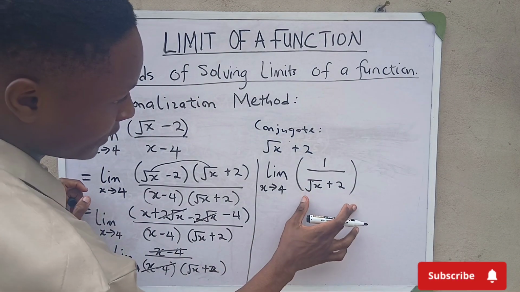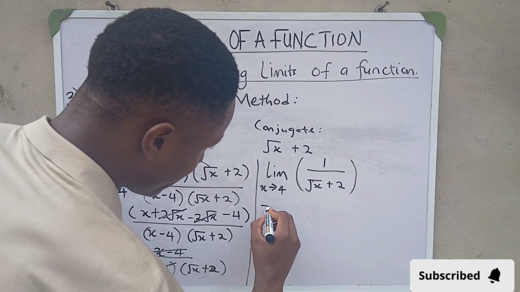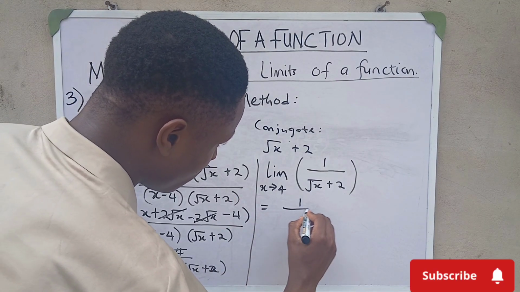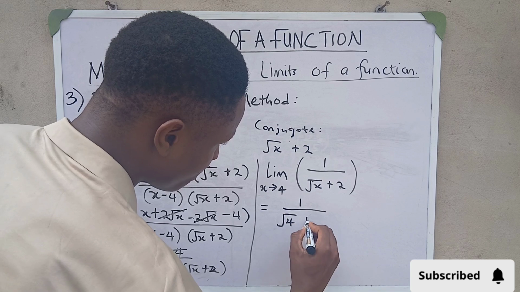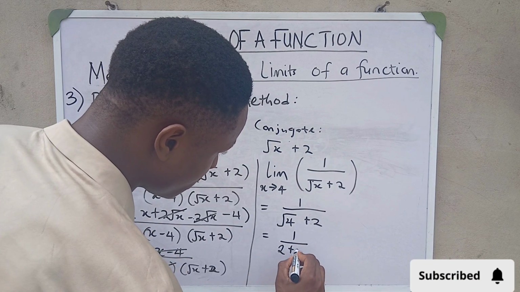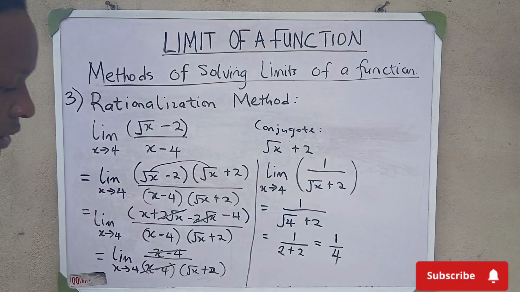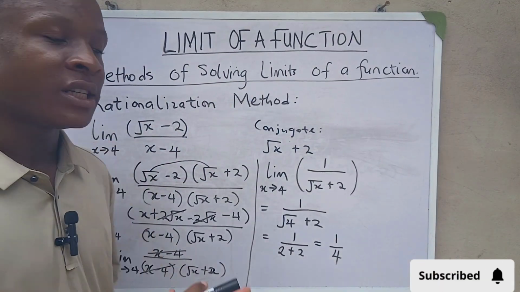So this is what we have now. Now we substitute the value of x as 4. So we have 1 over square root of 4 plus 2. So square root of 4 is 2. 2 plus 2, so we have 1 over 4. So this is our answer. So this is how to solve using the rationalization method.